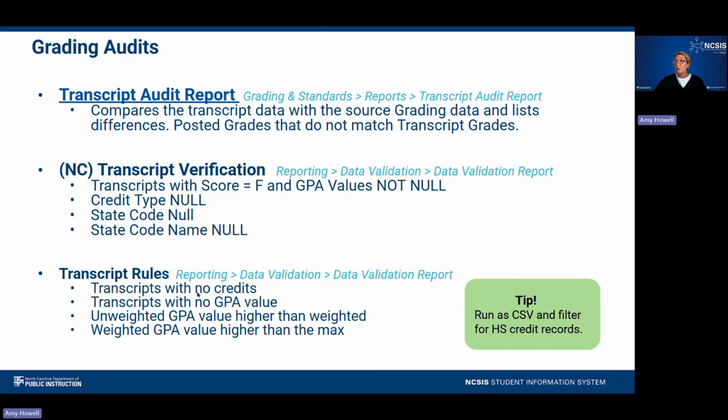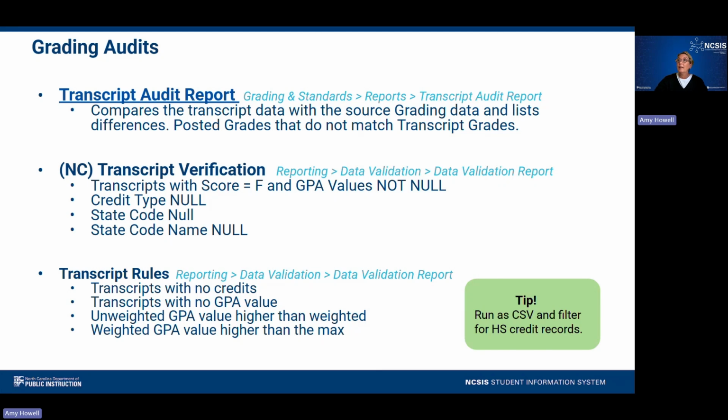So this transcript rules report will give you your transcript grades that are posted in a student's transcript with no credits. It's going to pull for all your schools and all your grades, so I would suggest running this as a CSV and filtering for just your high school credit records. That way you can check anything that might have GPA discrepancies, such as an unweighted GPA value higher than the weighted, just any kind of mess with the student's GPA on the posted transcript grade.